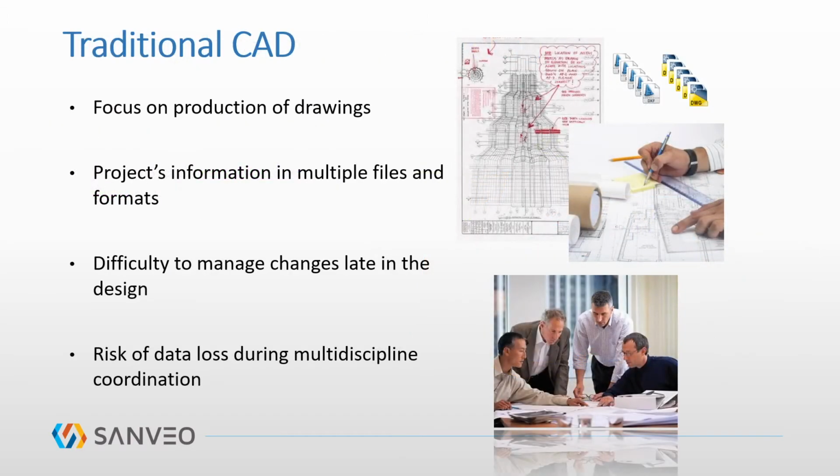If we take a look at traditional CAD for a second, we will see that traditional CAD is first of all focused on production drawings. Typically, when a project starts using traditional CAD, the team starts by saying, okay, we need a floor plan, an elevation, some sections, and so forth. They're more focused on the drawings as opposed to the design. Traditional CAD also typically has the project information stored in multiple files and formats, as opposed to all the information being stored in a single model. Traditional CAD also is difficult to manage changes late in the design. And finally, there's a risk of data loss during multiple discipline coordination.